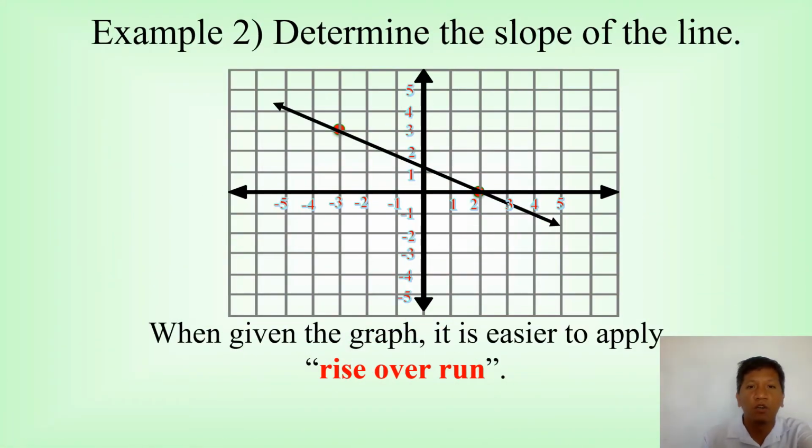Let's determine the slope of the line. Again, given the graph. Given the graph of this line, we're going to use again the rise over run.